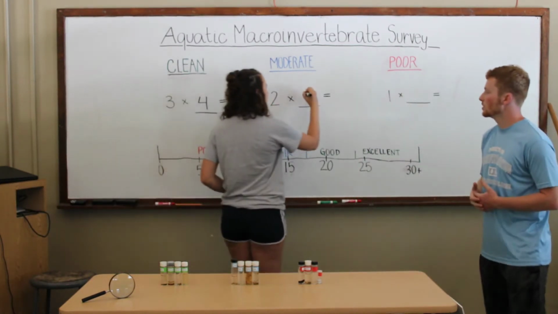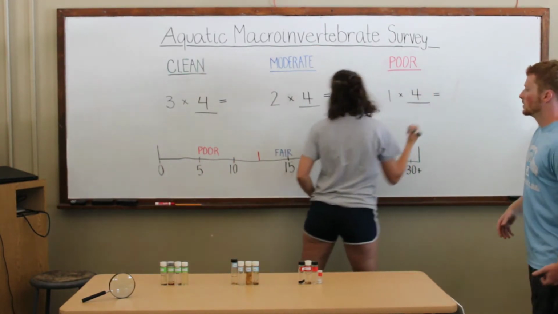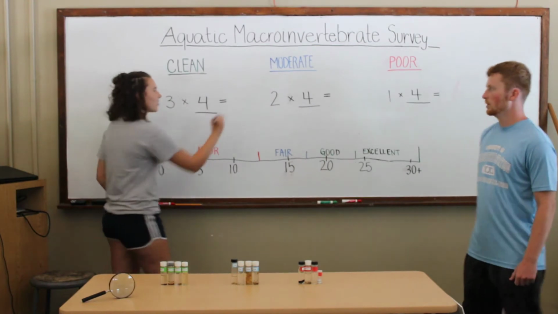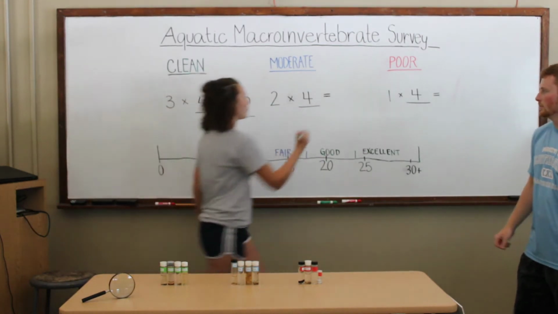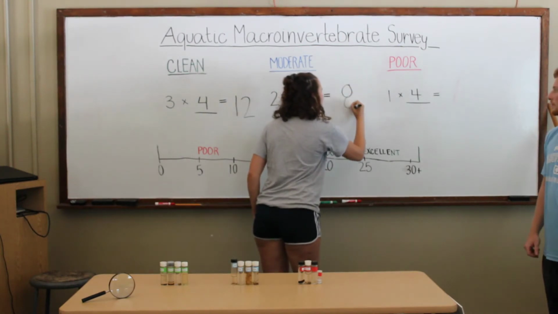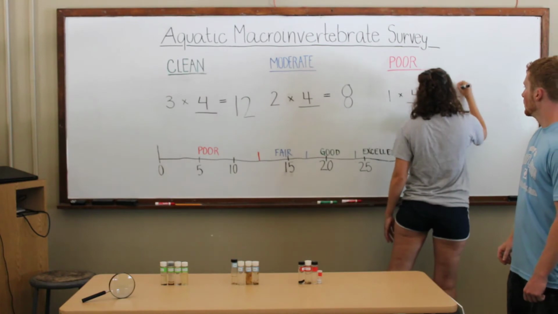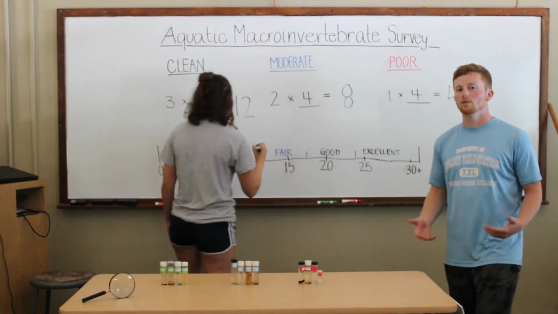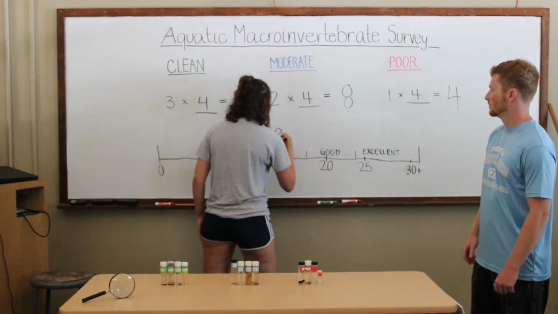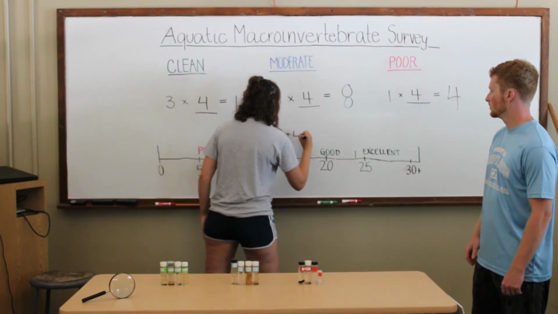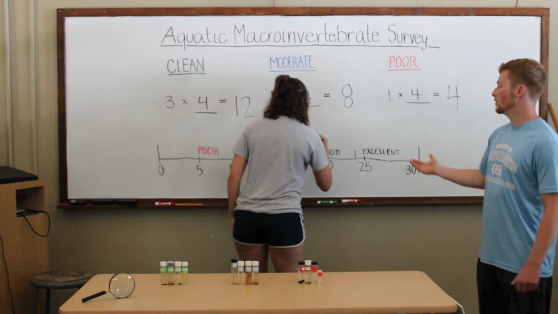And what we're doing is determining the health of the stream using a score number. So we have here 3 times 4, which is 12. Then 2 times 4, which is 8. And then 1 times 4, which is 4. Once we get those 3 scores, we add all of them up together. So then we would get 24.